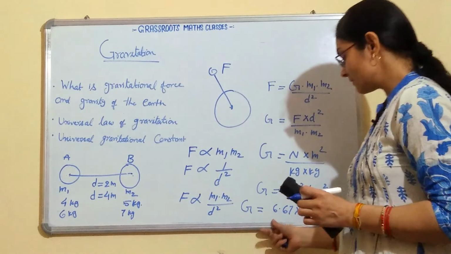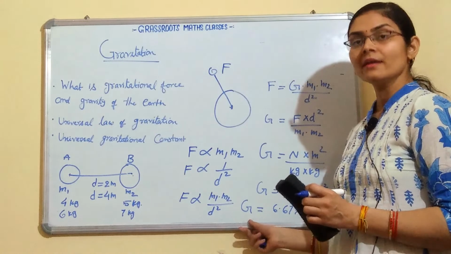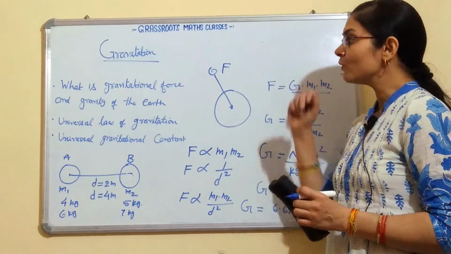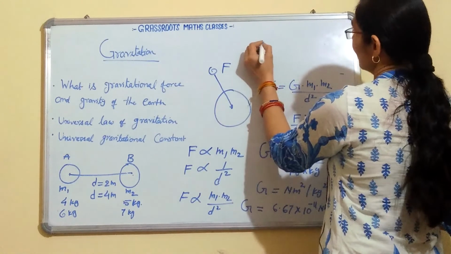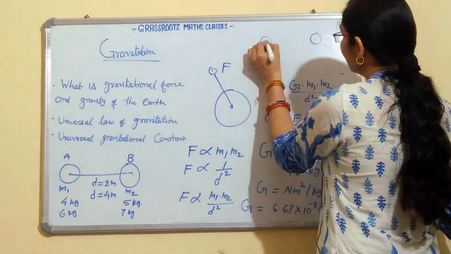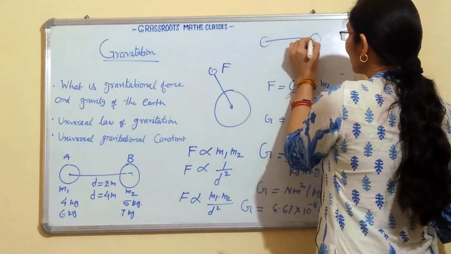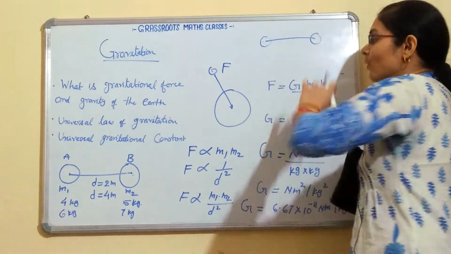This value was found out by Henry Cavendish. And the direction of this force is along the line joining the centers of these two objects.